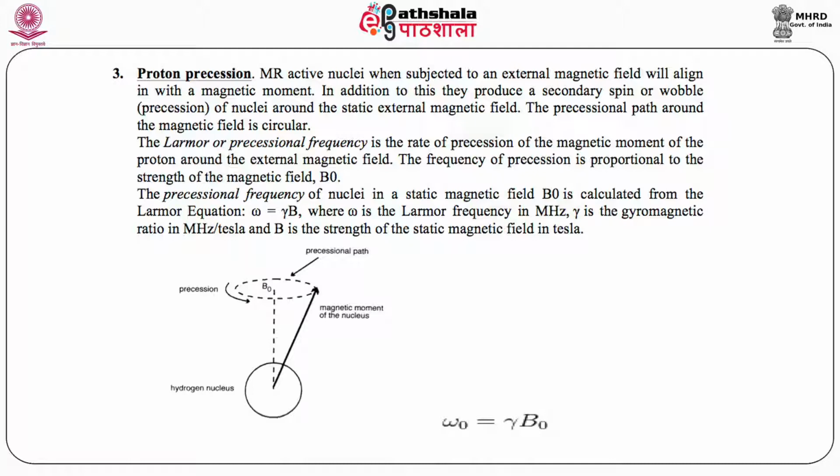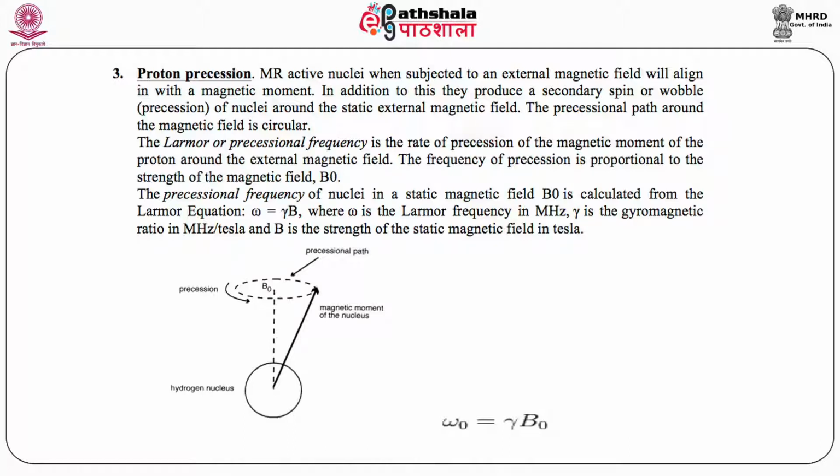Proton precession. MR active nuclei, when subjected to an external magnetic field, will align with the magnetic field. In addition to this, they produce a secondary spin or a wobble, which is called the precession of the nucleus around this static magnetic field. The precession path is circular. The Larmor or precessional frequency is the rate of precession of the magnetic moment of the proton around the external magnetic field. The frequency of precession is proportional to the strength of the magnetic field, that is B naught.